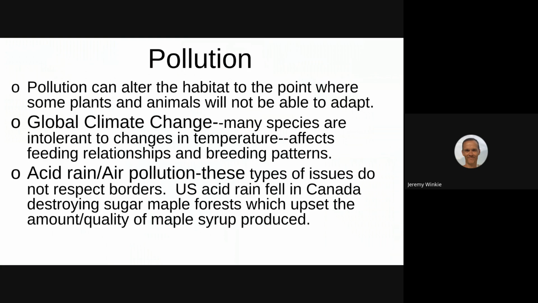And then lastly, you've got acid rain or air pollution. And since it is wind, those things can go pretty much anywhere. So even if the US does really well with their air pollution, if Canada doesn't, then Canada's pollution can just go through the air and end up across our border.